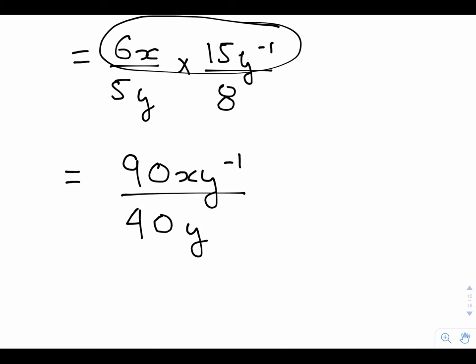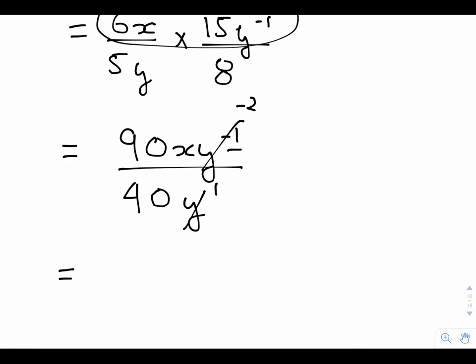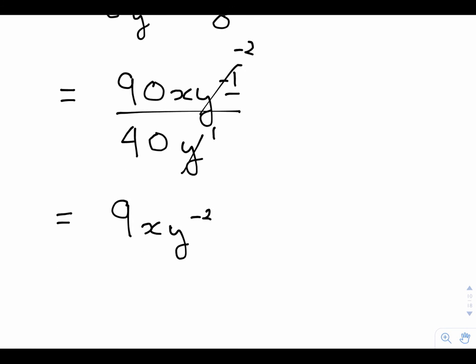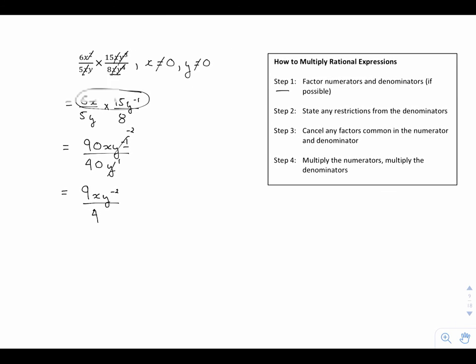Now I can simplify this even further because 90 and 40 are both divisible by 10. And also over here, I have the y and the y to the negative 1. That'll become y to the negative 2 because up here there's an exponent of 1. If I subtract that from the negative 1 above, I get negative 2. So now I have 9 x y to the exponent negative 2, and that is all over 4. And that's it. There is your final expression.